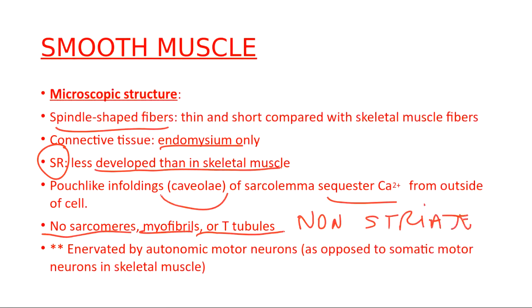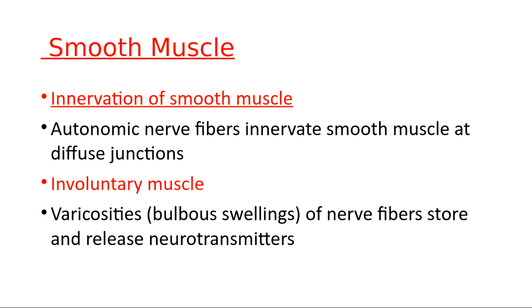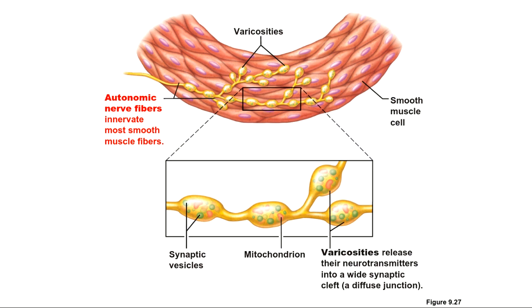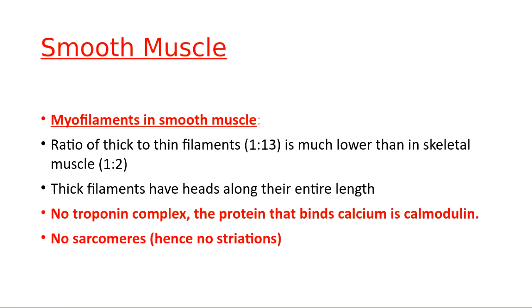Okay, so that's what's called smooth muscle. It is innervated by the autonomic nervous system as opposed to by somatic motor neurons. So it is an involuntary muscle, and that is just showing you the innervation by the autonomic motor neurons. Let's see, the myofilaments in a smooth muscle are not organized into sarcomeres. There is no troponin. Instead, the protein that binds calcium is called calmodulin. You definitely need to know that. No sarcomeres, hence no striations.